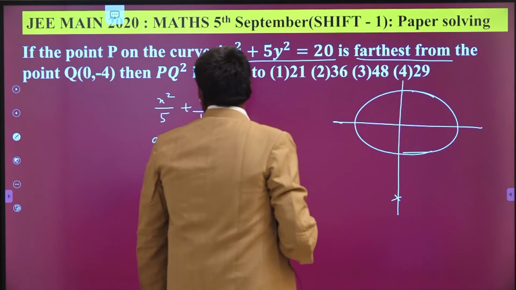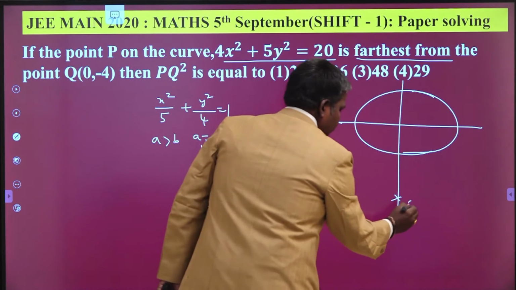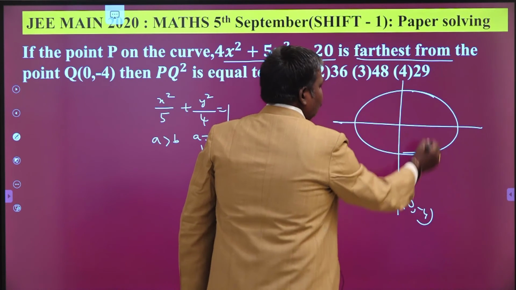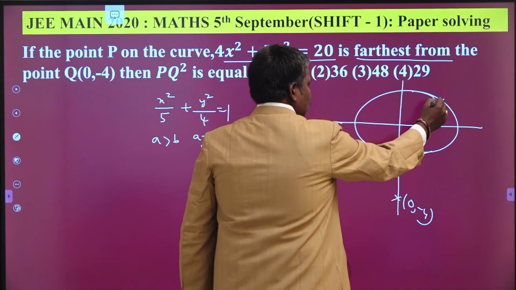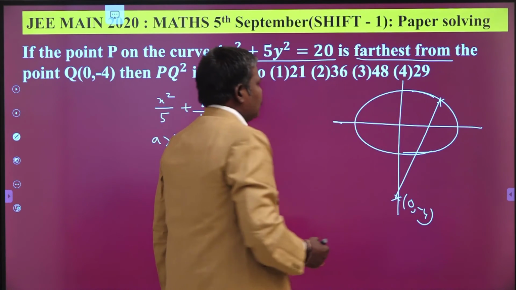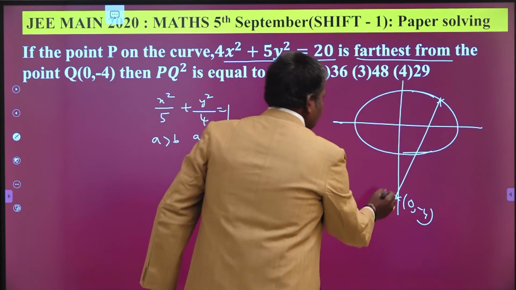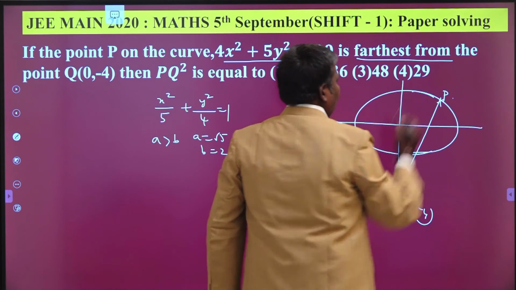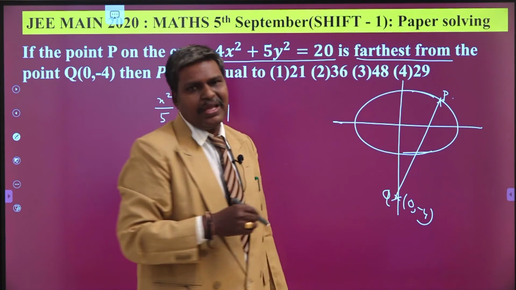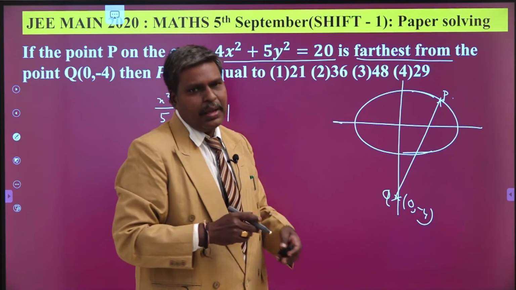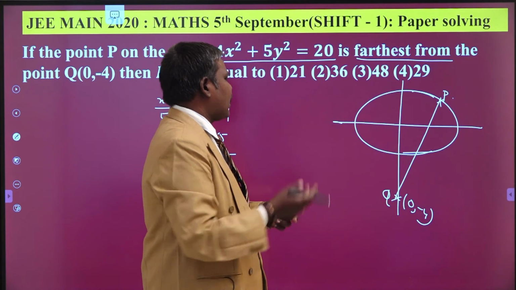The point Q is (0, -4) here. You have to identify the point on the ellipse so that this will be the maximum, that is the farthest distance. So if your point is Q, say here, you have to find the point P such that PQ square should be maximum. We mean PQ should be maximum. So how to crack this one?